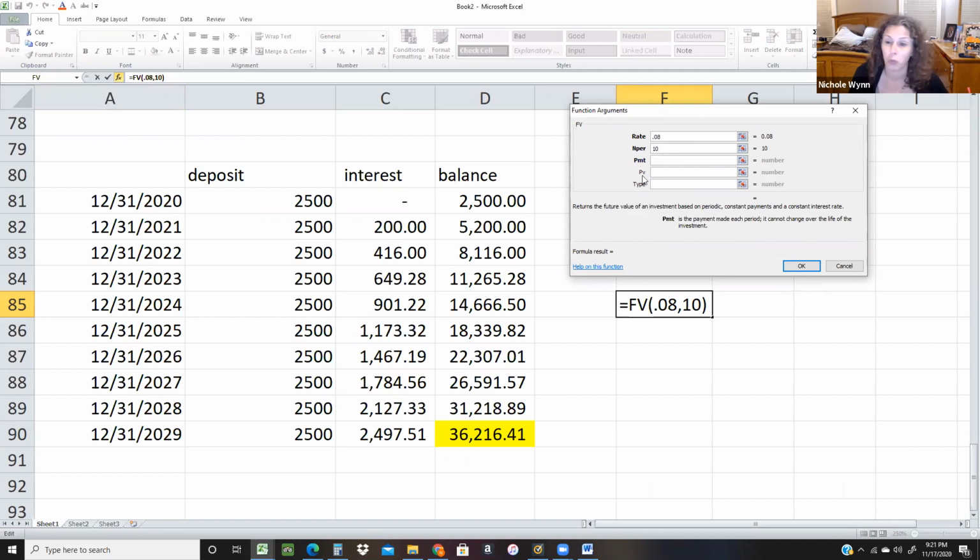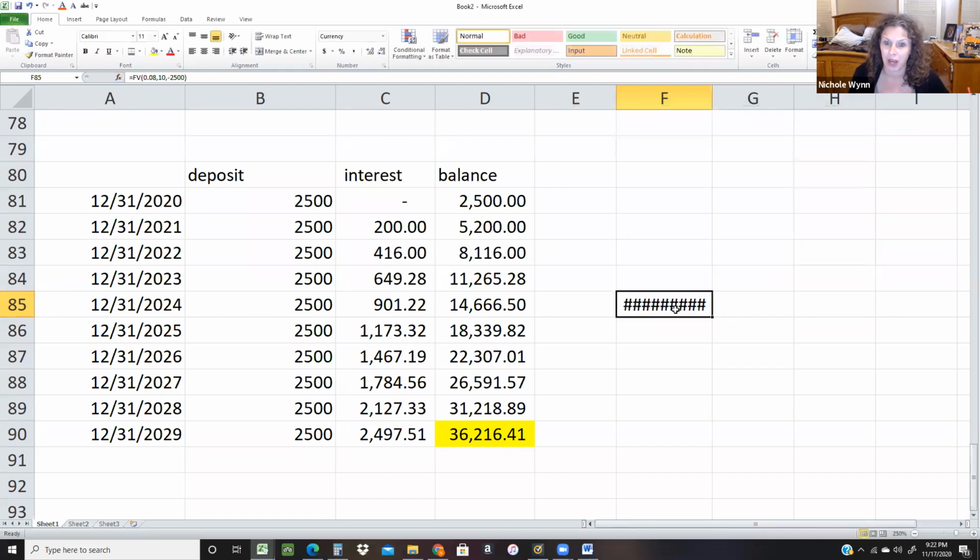Now, if it was just a one-time thing, you'd put it in the PV row. So like if I put 2,500 in now and I wanted to know what it would grow to, just one payment of 2,500, I would put it here. But because it's going to happen multiple times, I'm going to use the payment. So I'm going to put in negative $2,500. So when I do that, I get 36,1641. So that's how that works.